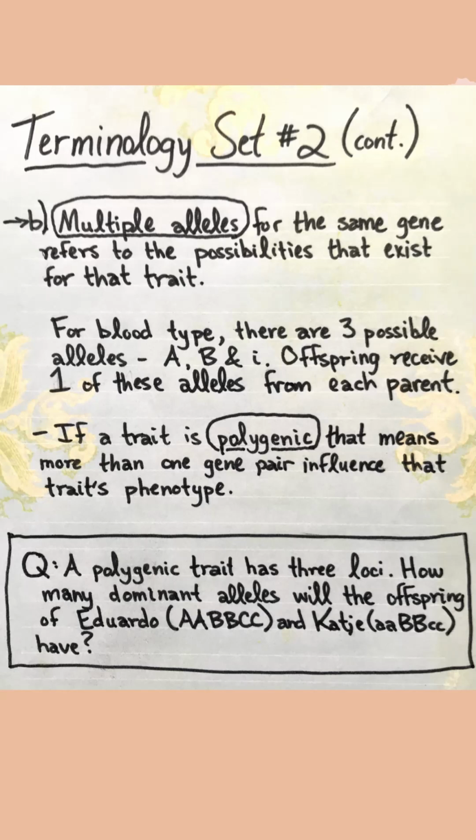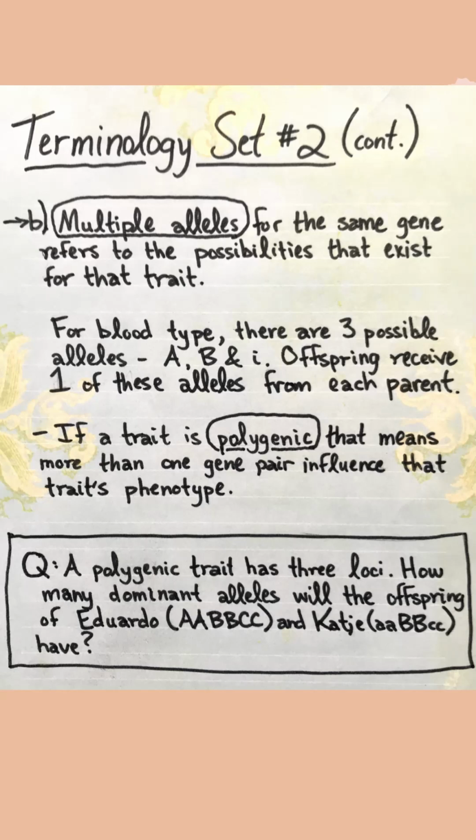But there are 3 possible alleles for your blood type, and that's an A allele, a B allele, or a little i allele, which basically means that you don't have either the A or B antigens on your blood, so you do have anti-A and anti-B antibodies floating around in your blood if you have O-type blood.